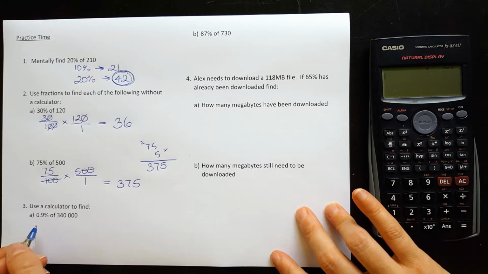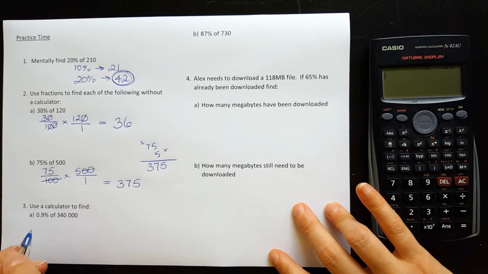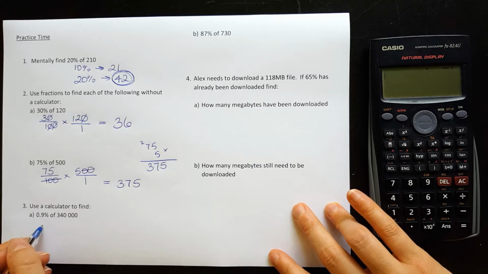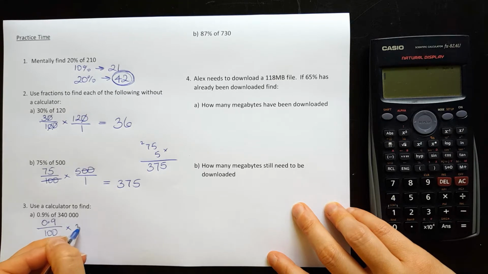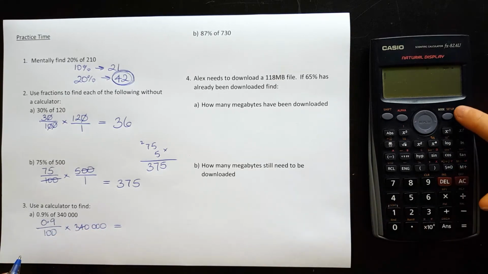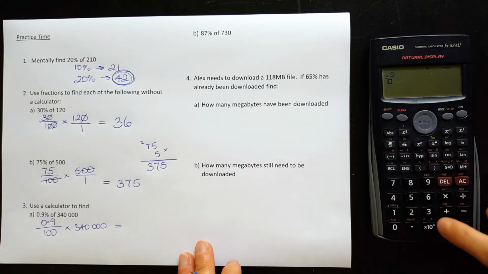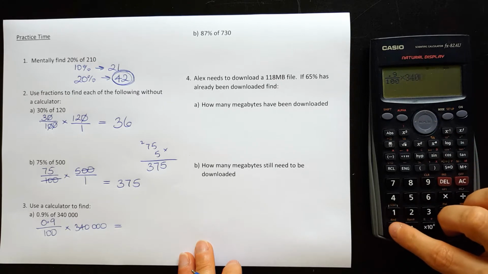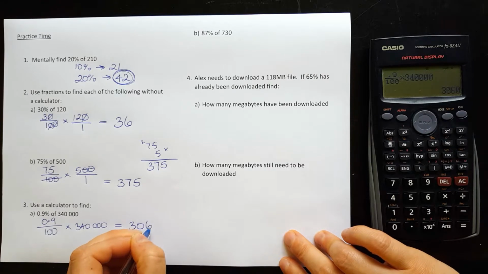Question 3, we're allowed to use our calculator now to find 0.9% of 340,000. So 0.9% will be 0.9 over 100 times by 340,000. In the calculator, we get 0.9 over 100 times by 340,000, we get 3,060.